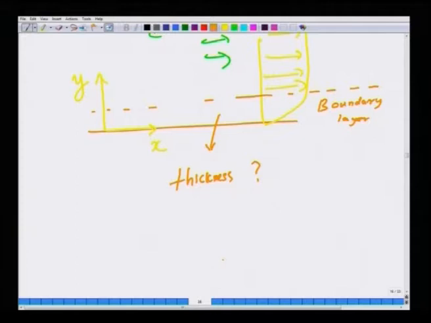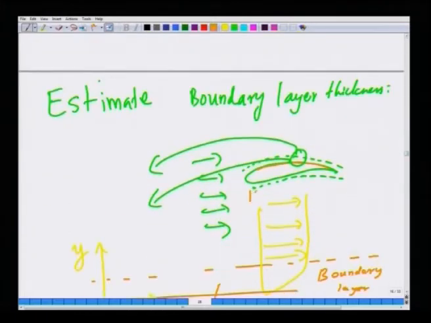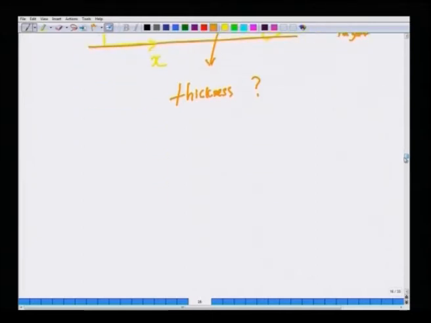Okay. Now, if you remember, when we non-dimensionalized the Navier-Stokes equation previously, let us imagine that the length of the airfoil or some typical thickness of the airfoil is L. We had used the fast stream velocity u as the velocity scale and this L as the length scale in non-dimensionalizing the Navier-Stokes equation. Okay.